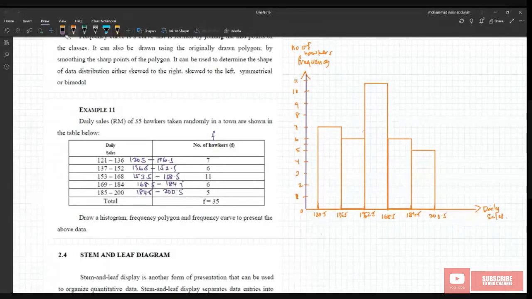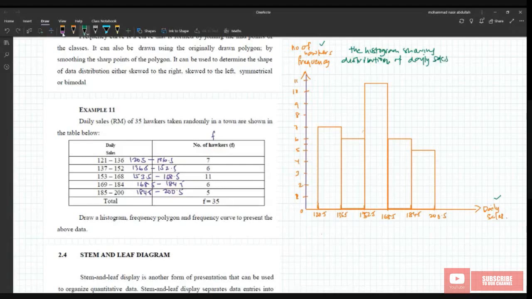So make sure in your histogram you should have axis titles for x axis and y axis, right? And then you should have the title for the whole graph: the histogram showing distribution of daily sales of 35. Okay. Nampak tak?